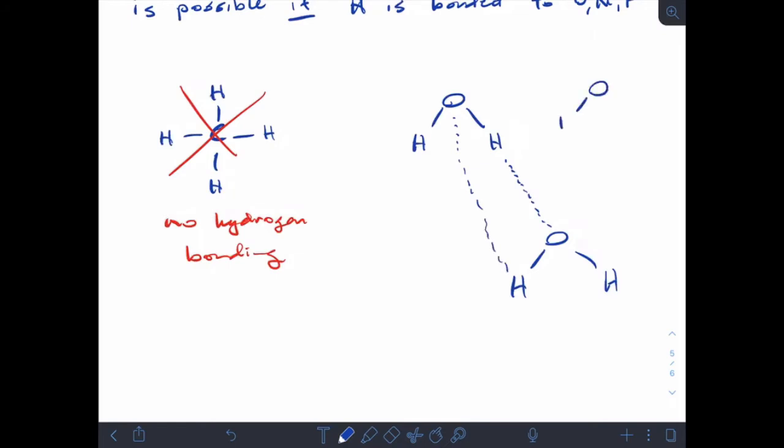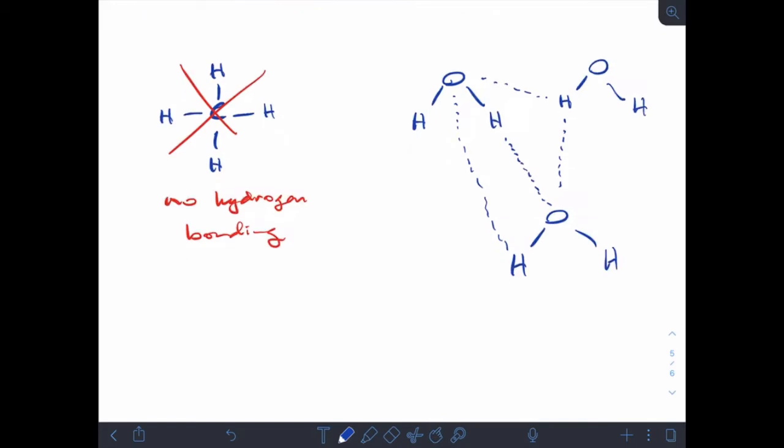If I have another one, I have an attraction between that hydrogen and that oxygen, and that hydrogen and that oxygen. You start to see how we can form sort of a framework here. If I have something else that can do hydrogen bonding, let's have ammonia, for example, I can have attraction there because I have a hydrogen bonded directly to a nitrogen.